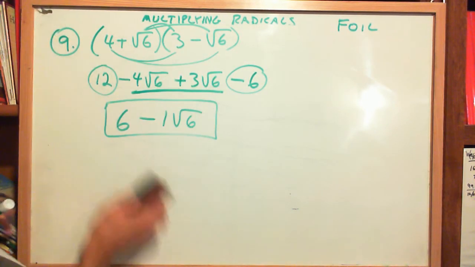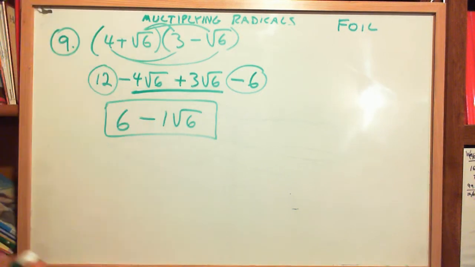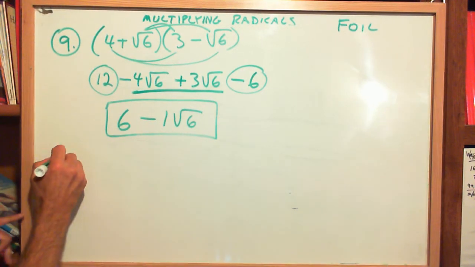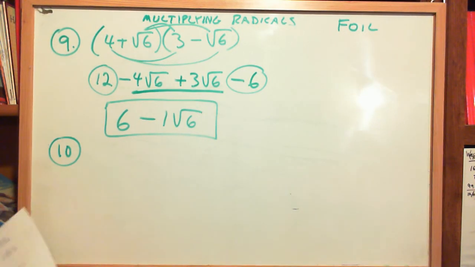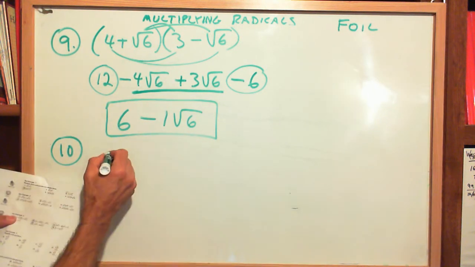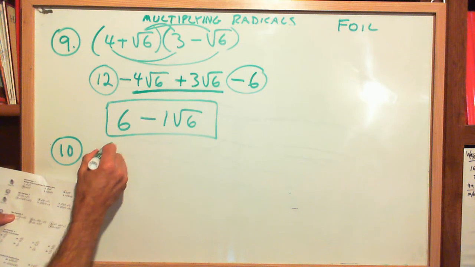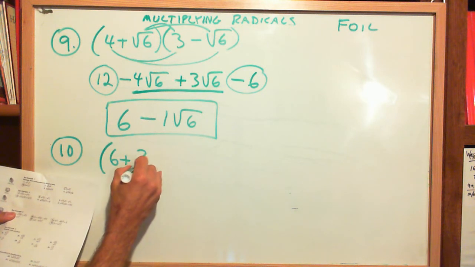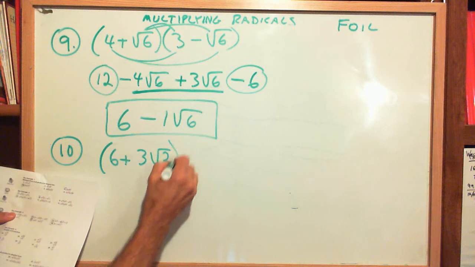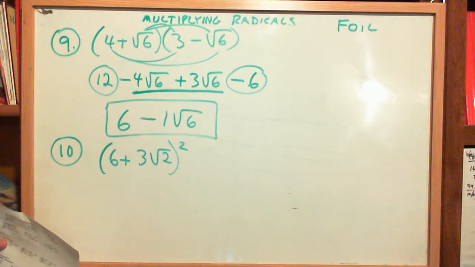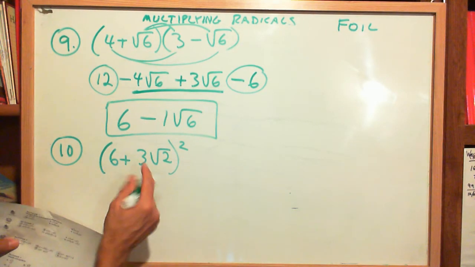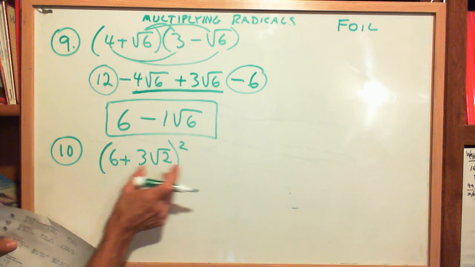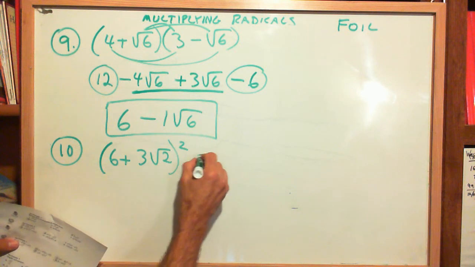One last one. Maybe I can just leave that up. Last one, and then we are done. Hope this hasn't been too long. I forgot to time it, so I don't know. But let's say we do this one, because this is a FOIL problem. 6 plus 3 square root of 2 squared. That's FOIL, because that's a binomial times itself, times another binomial, right?